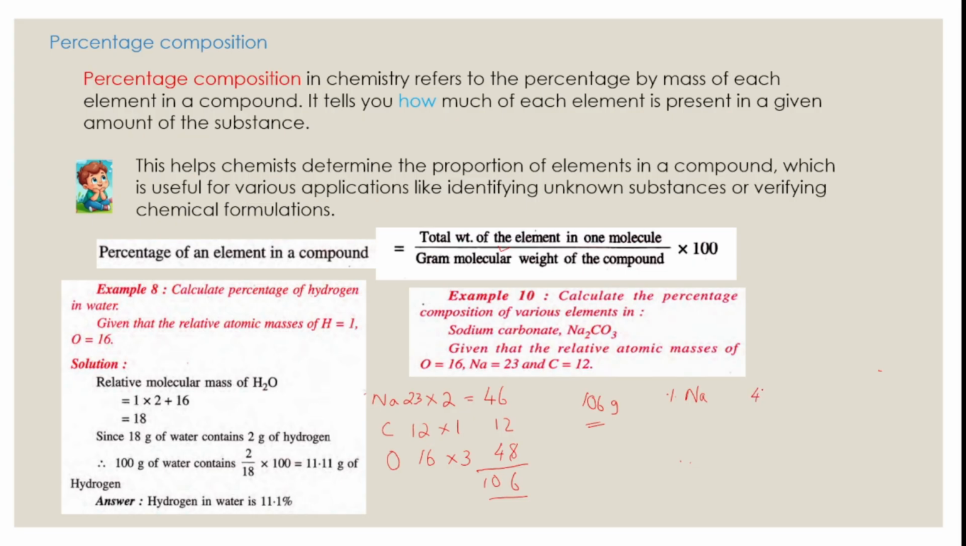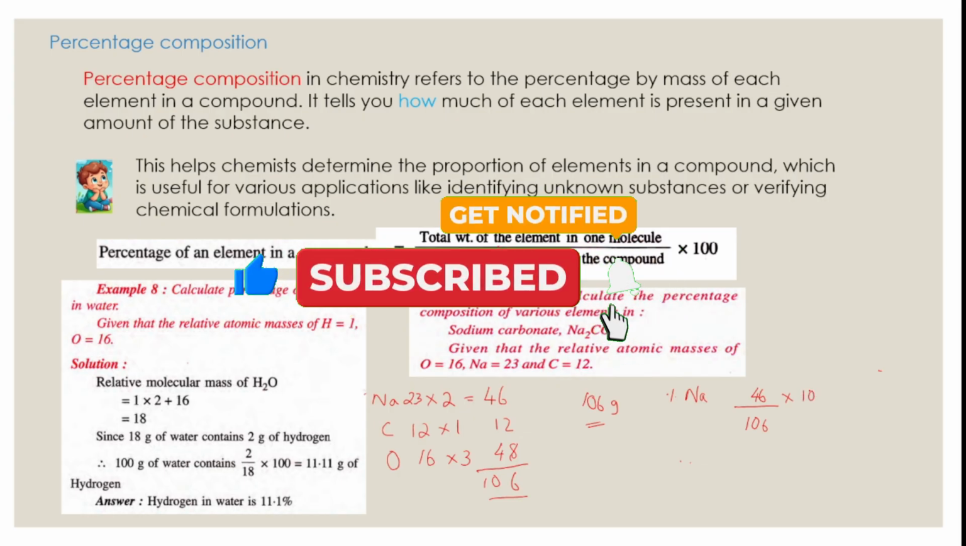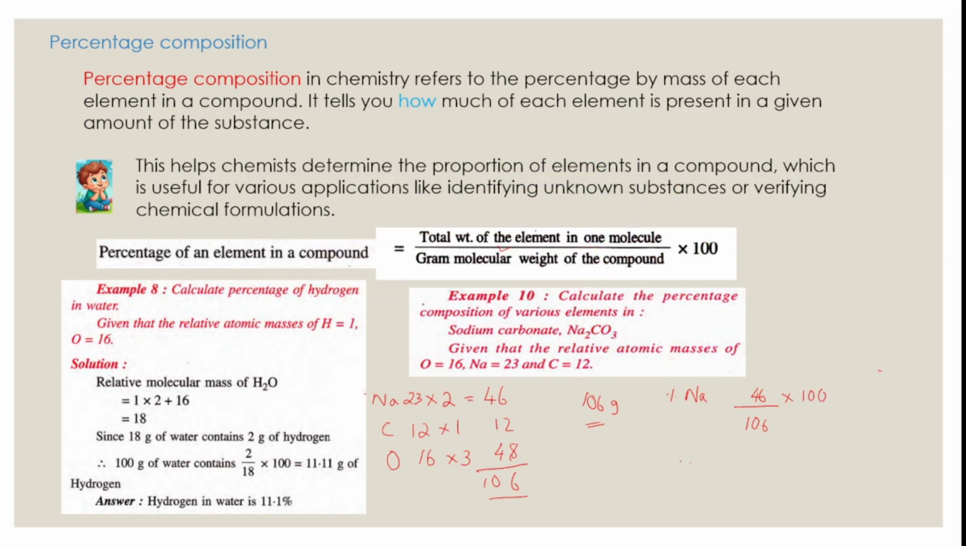So 46 grams divided by what is the total mass? 106, into 100. 46 by 106 into 100 will give you the percentage of sodium. When we calculate it, if we divide 46 by 106 into 100, approximately we will get 43.4 gram of sodium. Okay, 43.4 gram of sodium.